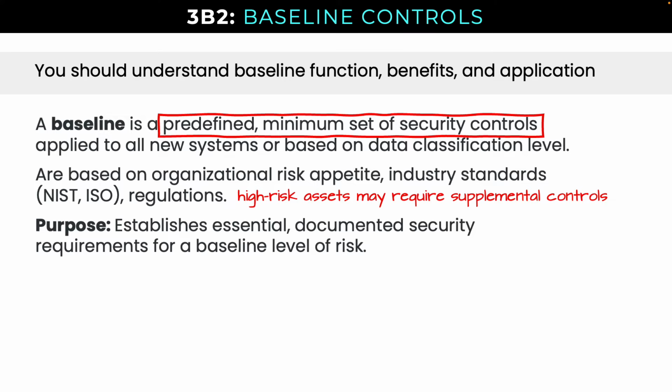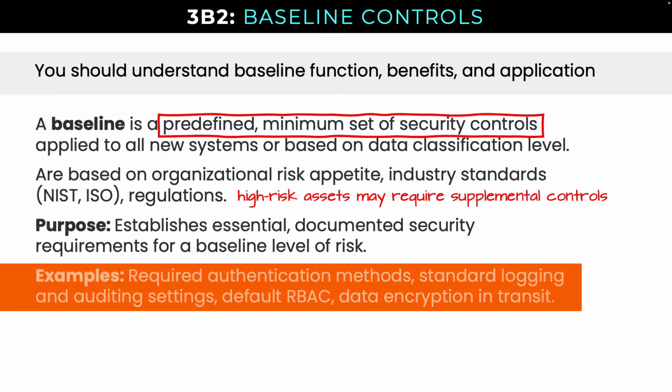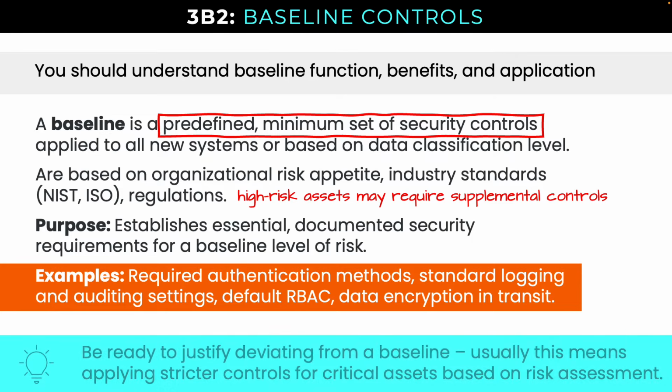The purpose is to establish essential documented security requirements for a baseline level of risk. So, for example, required authentication methods, standard logging and auditing settings like in our Windows security event log, default role-based access control settings, and data encryption for data in transit. You want to be ready on the exam to justify deviating from a baseline. Usually this means applying stricter controls for critical assets based on risk assessment, such as for those high-risk assets that I mentioned.